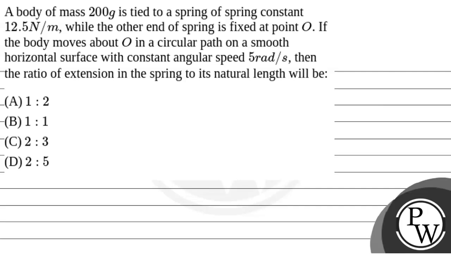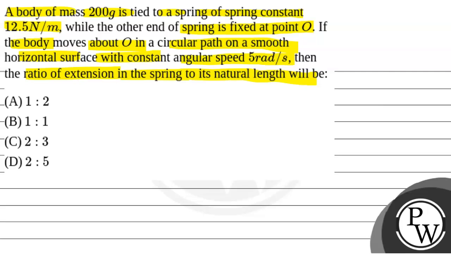The question says that a body of mass 200 gram is tied to a spring of spring constant 12.5 Newton per meter, while the other end of the spring is fixed at point O. If the body moves about O in a circular path on a smooth horizontal surface with a constant angular speed 5 radian per second, then the ratio of extension in the spring to its natural length will be.